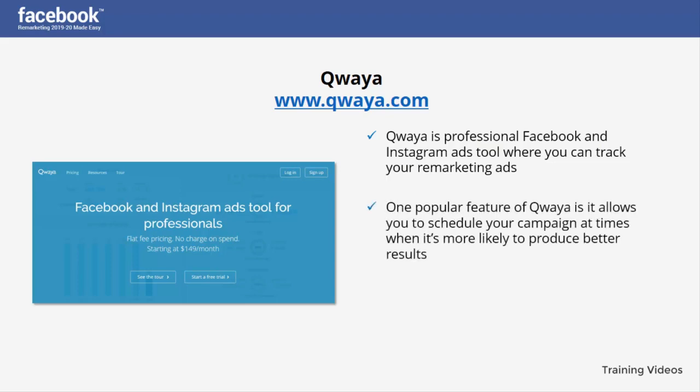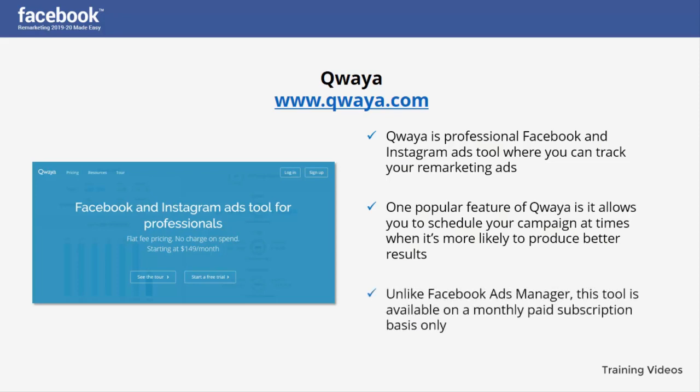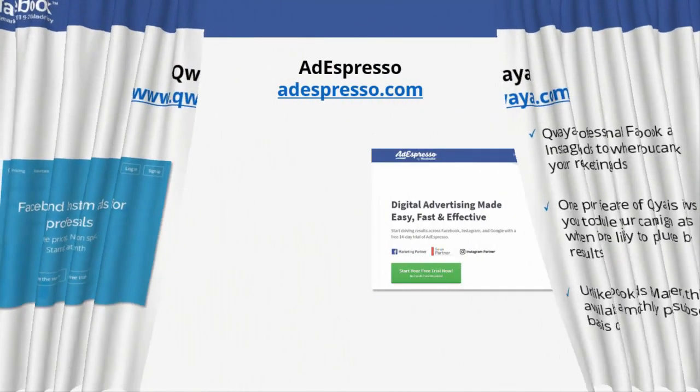One popular feature of Quaya is it allows you to schedule your campaign at times when it's more likely to produce better results. Unlike Facebook Ads Manager, this tool is available on a monthly paid subscription basis only. Prices start from $149 per month.